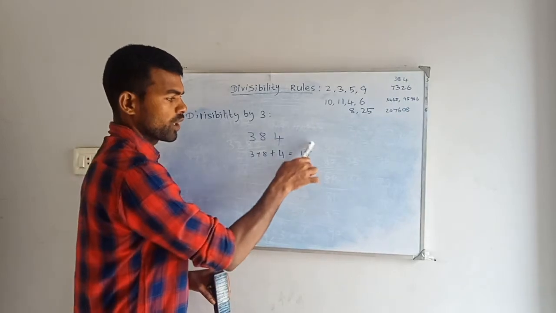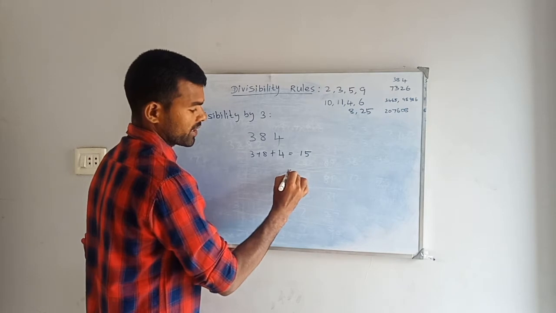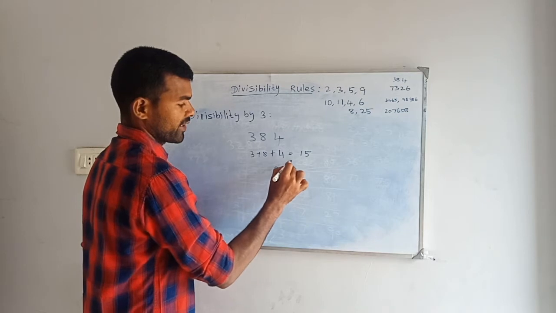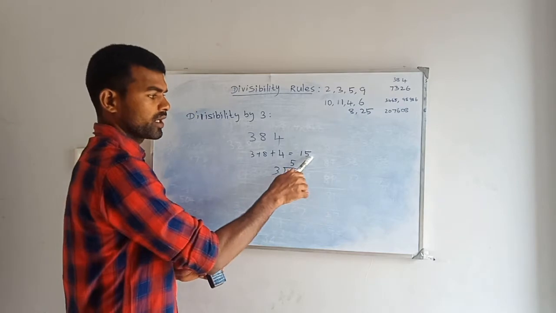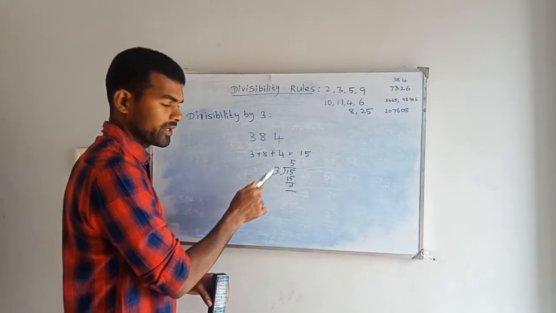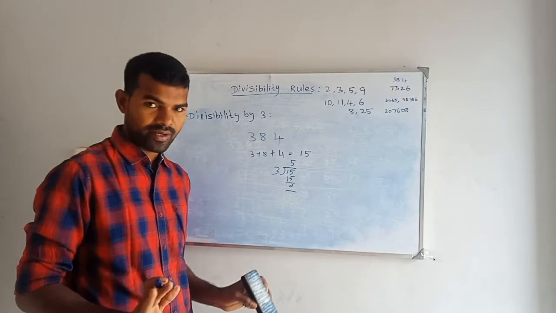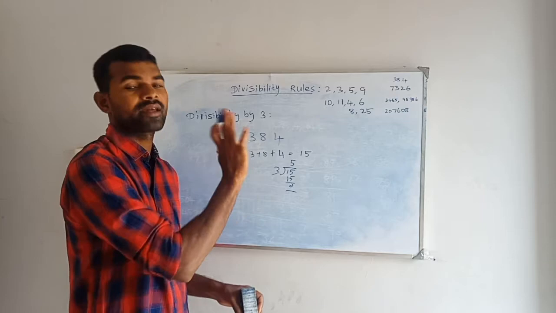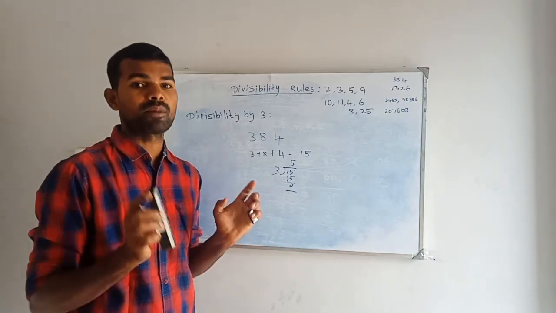Here see, the sum is 15. Check whether 15 can be divided by 3 or not. 3 fives are 15, so the sum can be divided by 3. If the sum can be divided by 3, that means the full number 384 can be divided by 3. You can check this: if you divide 384 by 3, it divides exactly.